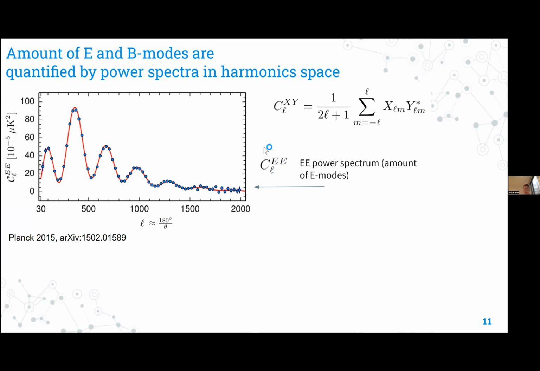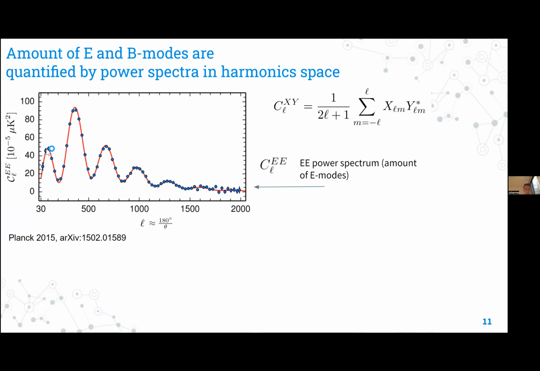We quantify the amount of E and B modes by looking at power spectra in harmonic space, which is basically a Fourier transformation over a sphere. We then get power spectra like this, that tell us how much E and B modes we have over different scales. We do this in multipole space, or spherical harmonic space, which gives us different multipoles. So the further you go on the x-axis here, to high multipoles, the smaller scales you are looking at.